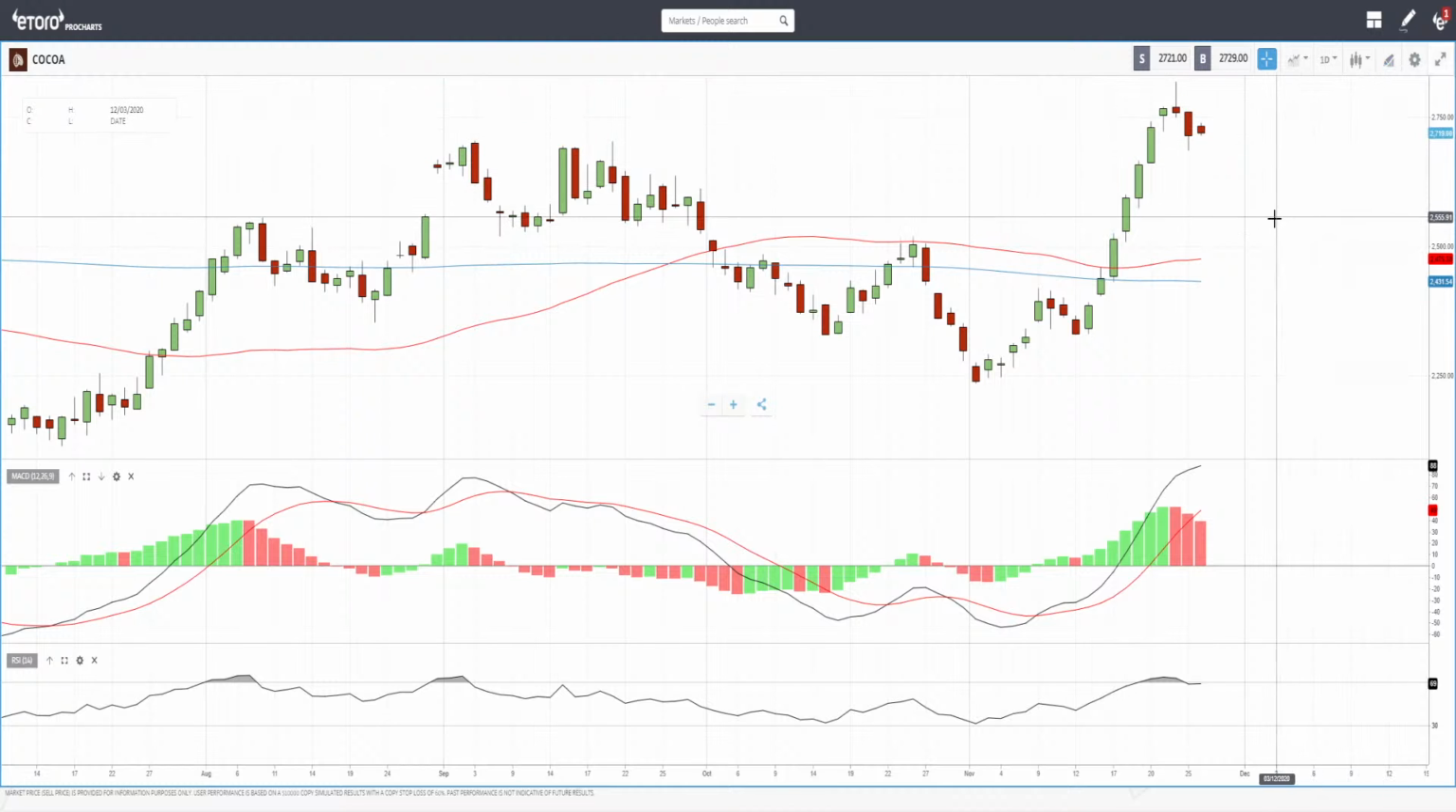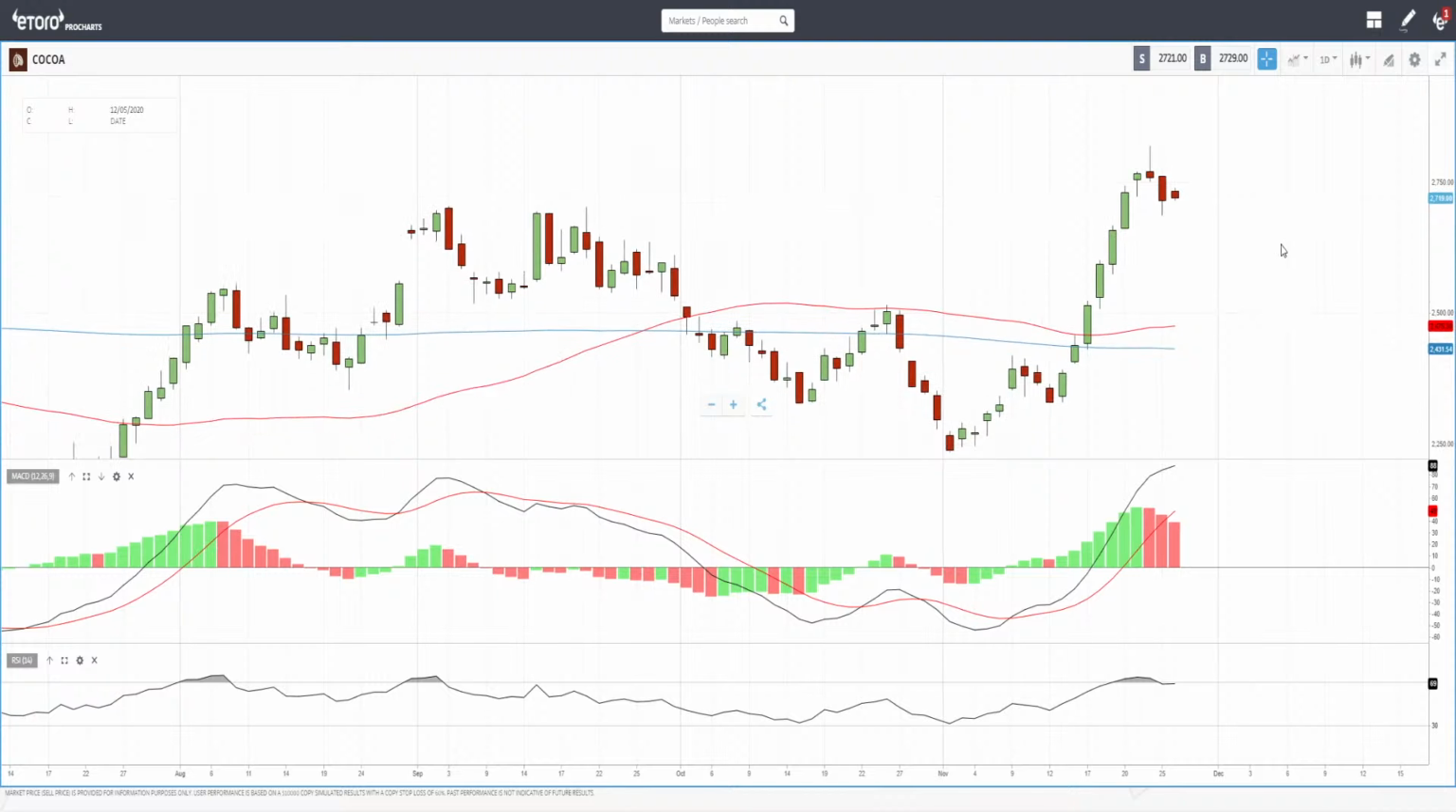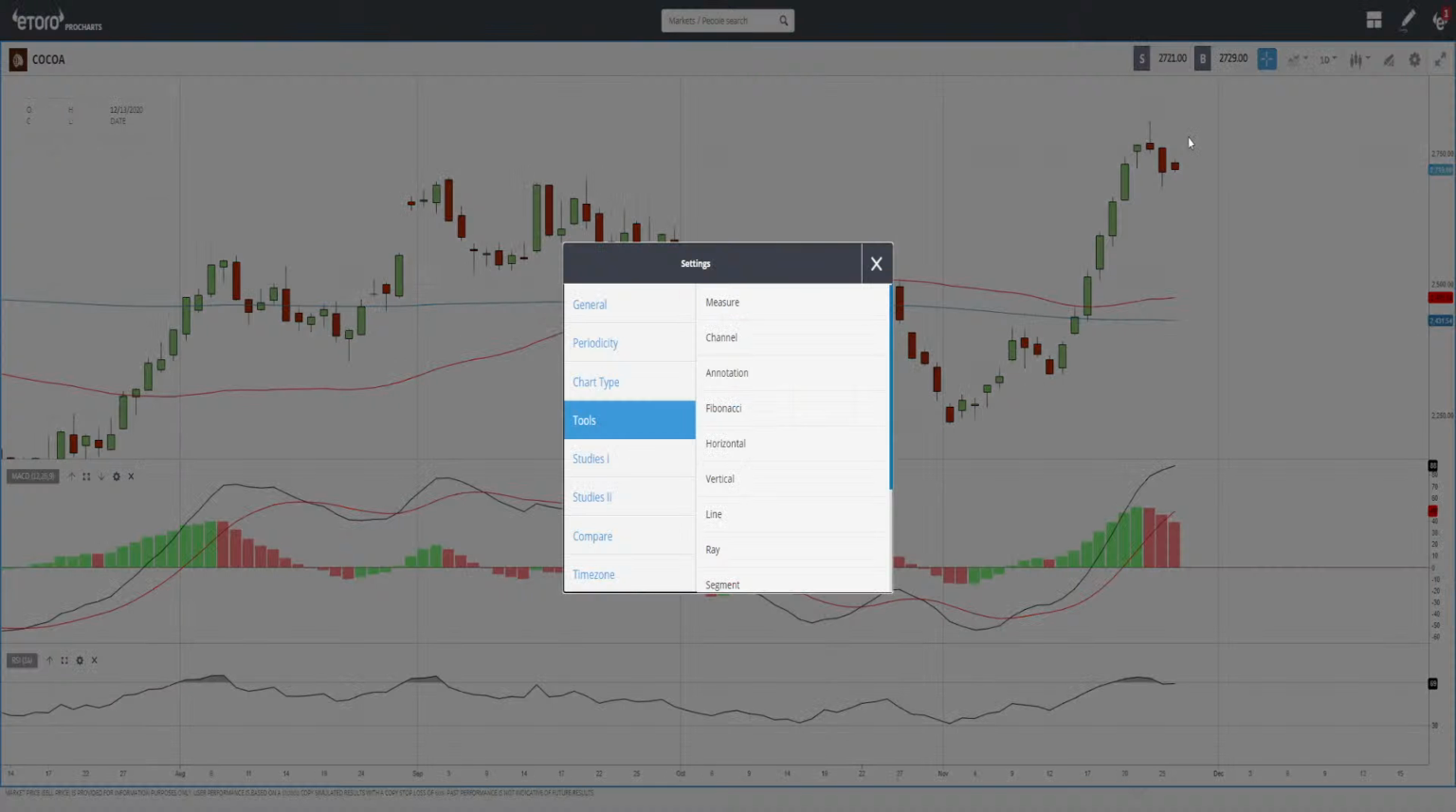So if you click on the pen here, and then you click on Tools, the first thing you can see here is the Fibonacci. I can have a full course about the Fibonacci retracements and signals in the future, because there are several Fibonacci tools and they are much better on TC 2000 than they are on eToro. So click on the Fibonacci.